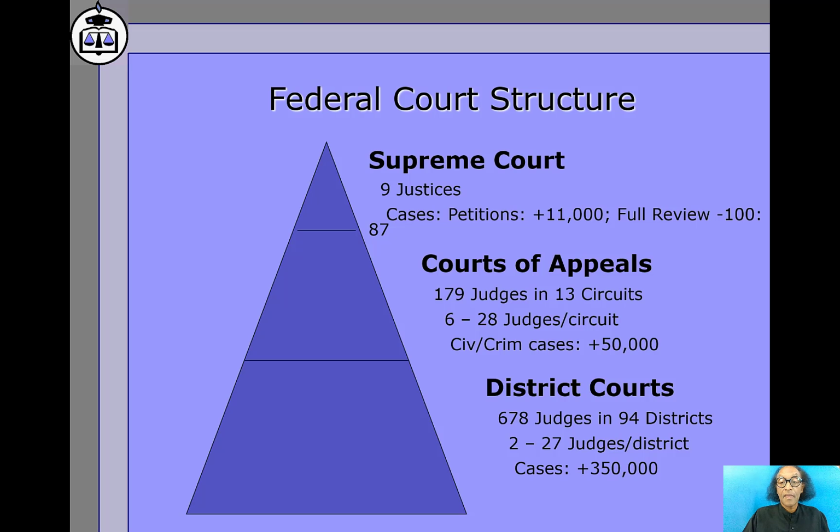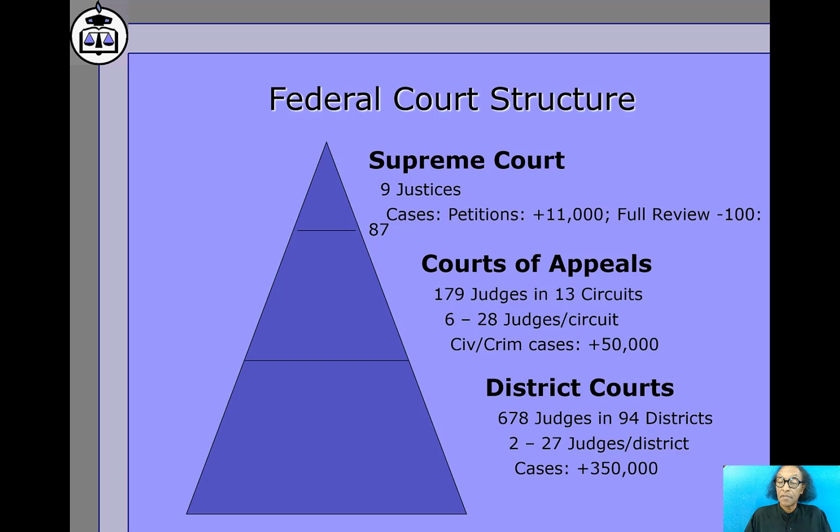And here's the structure of the federal court. As you see, at the very top is the United States Supreme Court with 9 justices. The petitions that are filed include petitions from the courts of appeal, some petitions from the district courts, administrative courts, and improper petitions from prisoners and so on, over 11,000 a year.